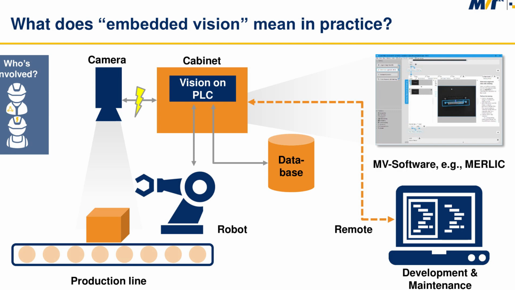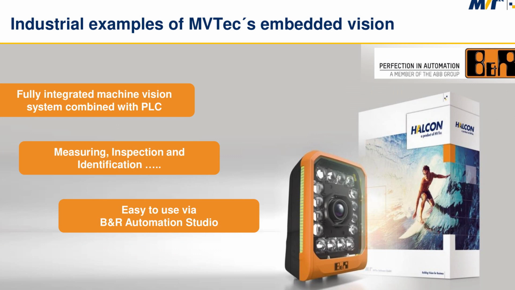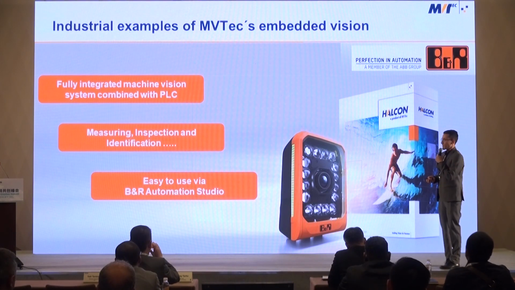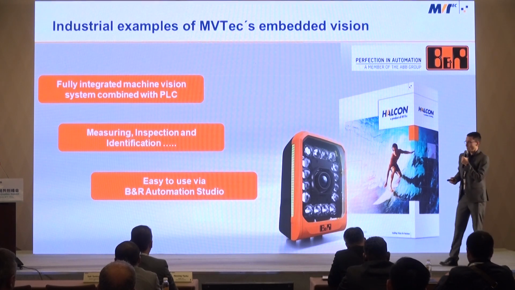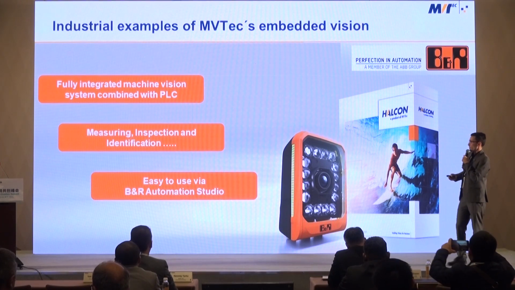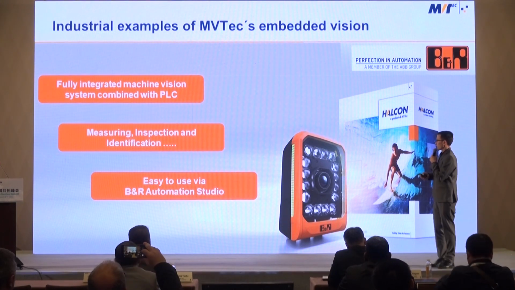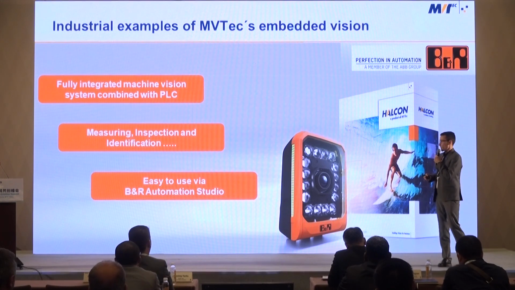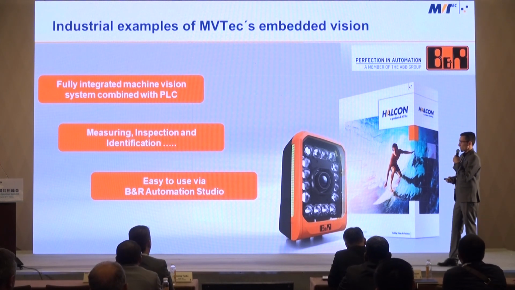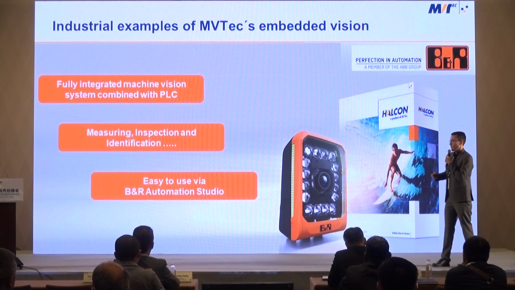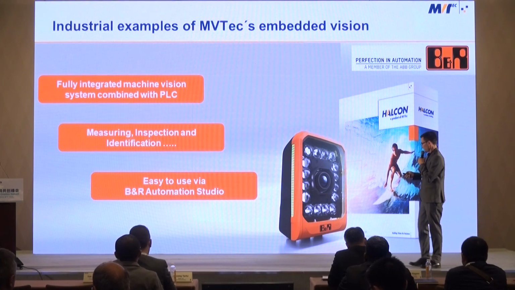And here we have a very prominent example. The company B&R, a Swiss company, is releasing at the end of this month a complete solution, which is also based on HALCON, with a fully integrated image processing software in their PLC. With this kind of PLC and vision system, you're able to solve inspection, measuring and identification applications. And this is easily accessible over their Automation Studio, where you're setting up the motion controller also.